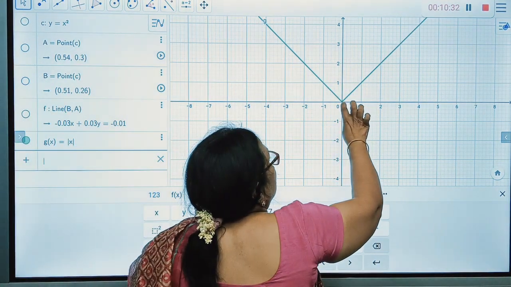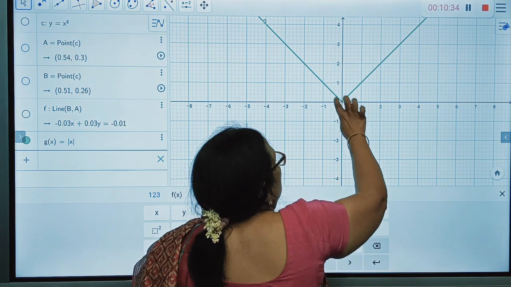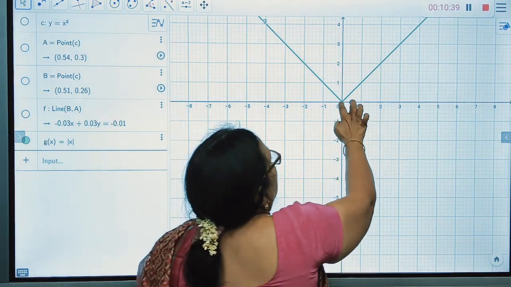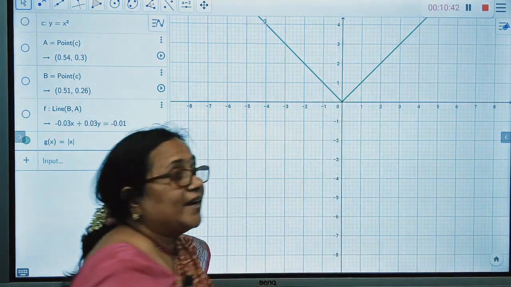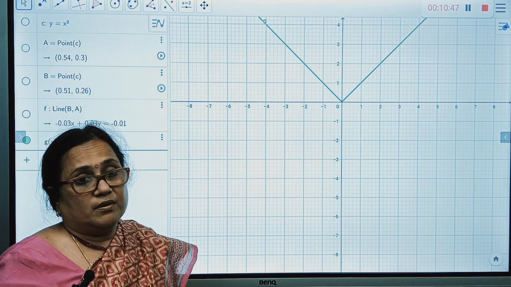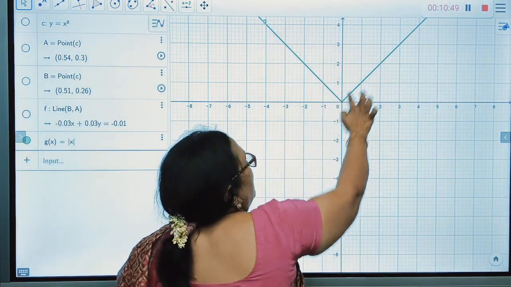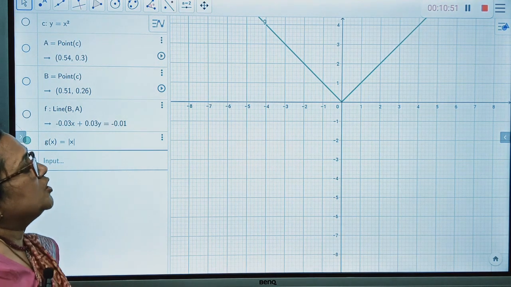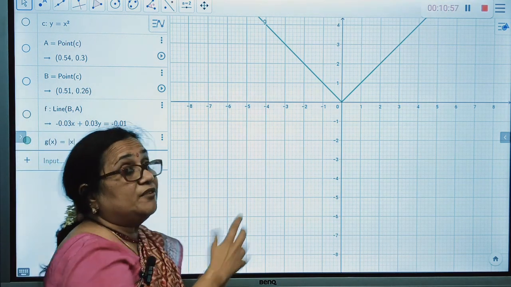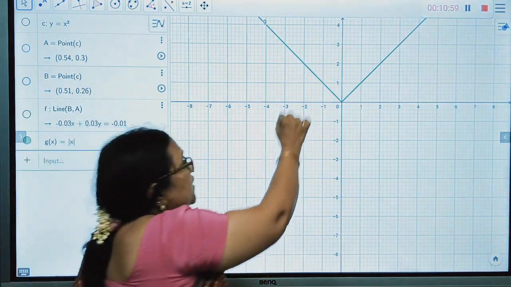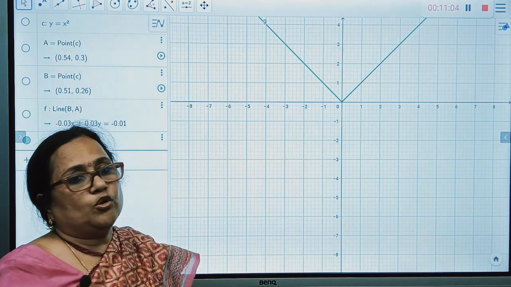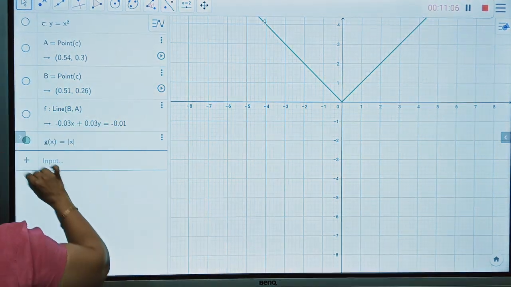So the tangent at this point is not unique. If I draw a tangent at 0, I can have two tangents with different slopes, 1 and -1. So that is what is reflected by the sharpness in the graph of the function. So modulus x is not a differentiable function. Here I am using the informal definition. What is the informal definition? If there is a sharpness in the graph, then it is not differentiable. But I will also prove to you why it is not differentiable.